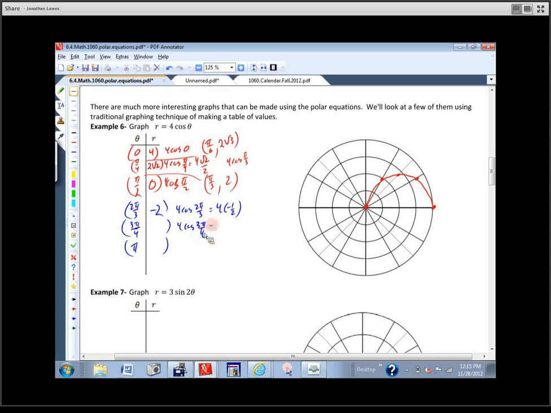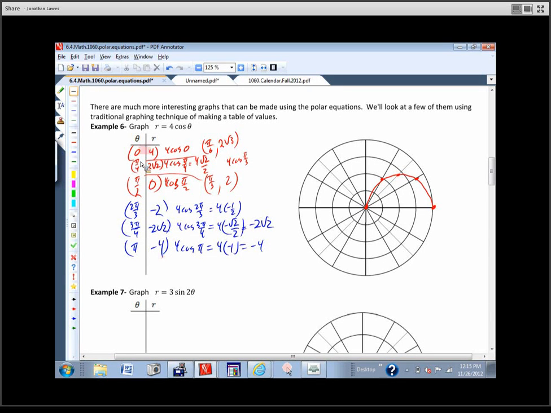Let's do 3 pi fourths. So 4 times the cosine of 3 pi fourths. Cosine of 3 pi fourths is negative radical 2 over 2. So this is negative 2 radical 2. You with me? And the next one is pi. So I have 4 times the cosine of pi. Cosine of pi is negative 1. Very good. It is negative 1, so our answer is negative 4.